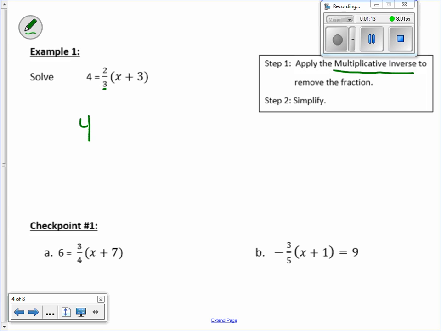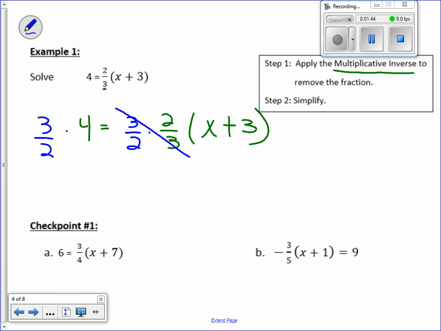We have 4 is equal to 2/3 times x plus 3. And we want to take the multiplicative inverse of that fraction. That would be 3 over 2. So we're multiplying by 3 over 2. What we do to one side, we have to again do to the other side. So we have times 3 over 2 on the left-hand side. We know on the right-hand side, because of the multiplicative inverse, that's going to cancel out. It's going to be equal to 1. And we're left with x plus 3.